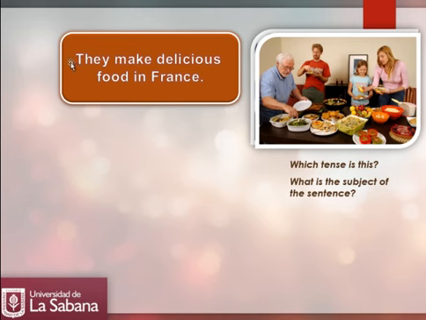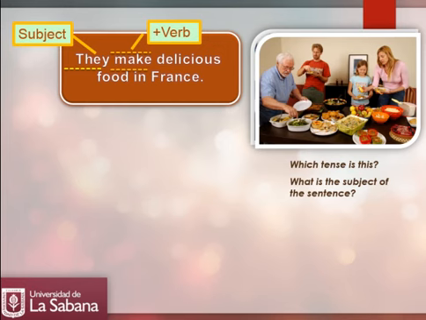Now, the subject always comes with the main verb, and in this case, it is they. And the verb is make, so they make. So now let's decide, are we talking about the present or are we talking about the past? We are talking about the present simple because the verb here is in the infinitive form.